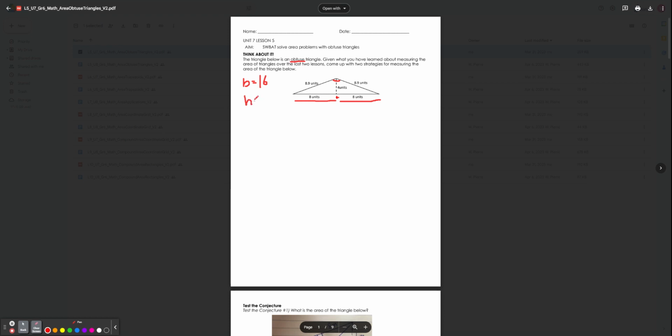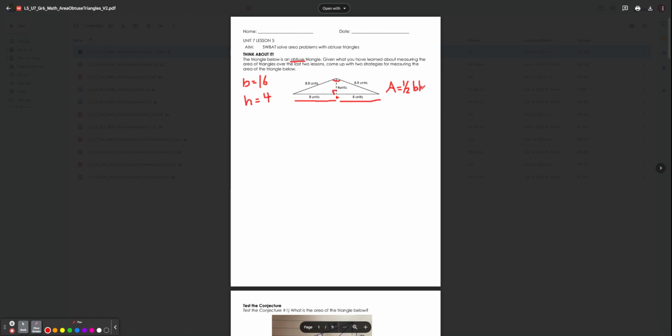And now the height of this triangle, remember, the height is always perpendicular, meaning that it's going to create a right angle from the base all the way to that top part. And here we see that that's 4 units. And so how we find the area of a triangle, of any triangle, in particular this obtuse triangle, is that area is equal to 1/2 times your base times your height.